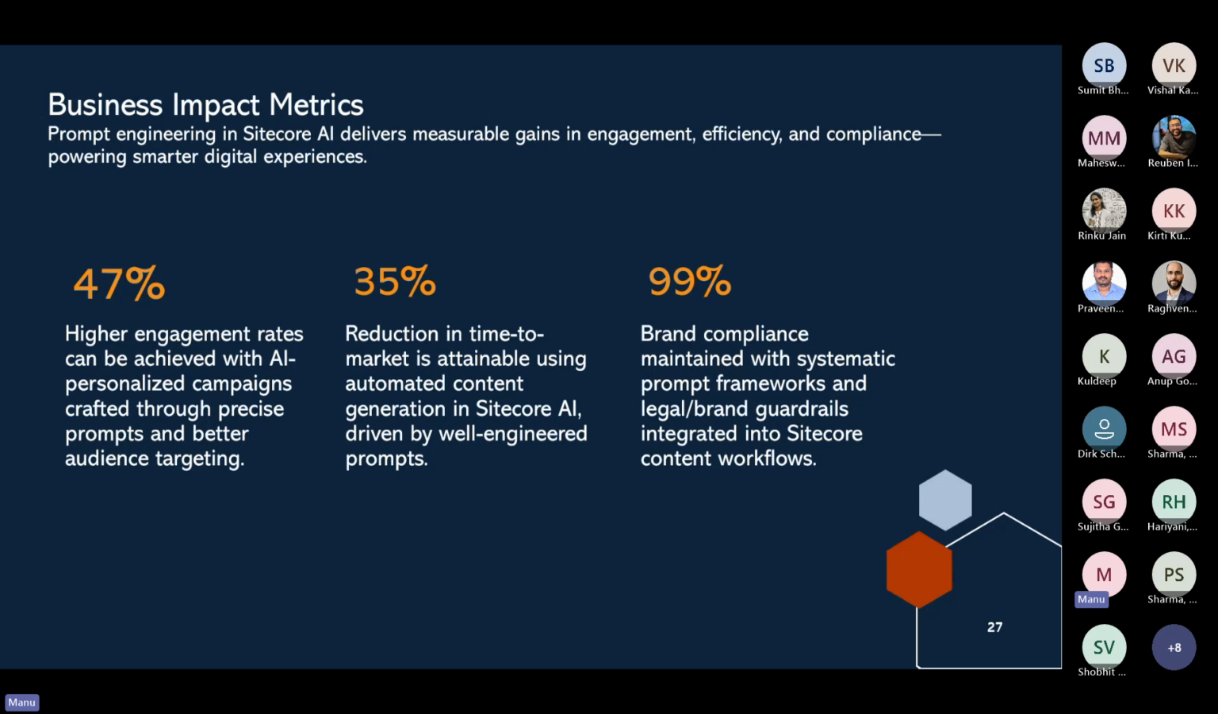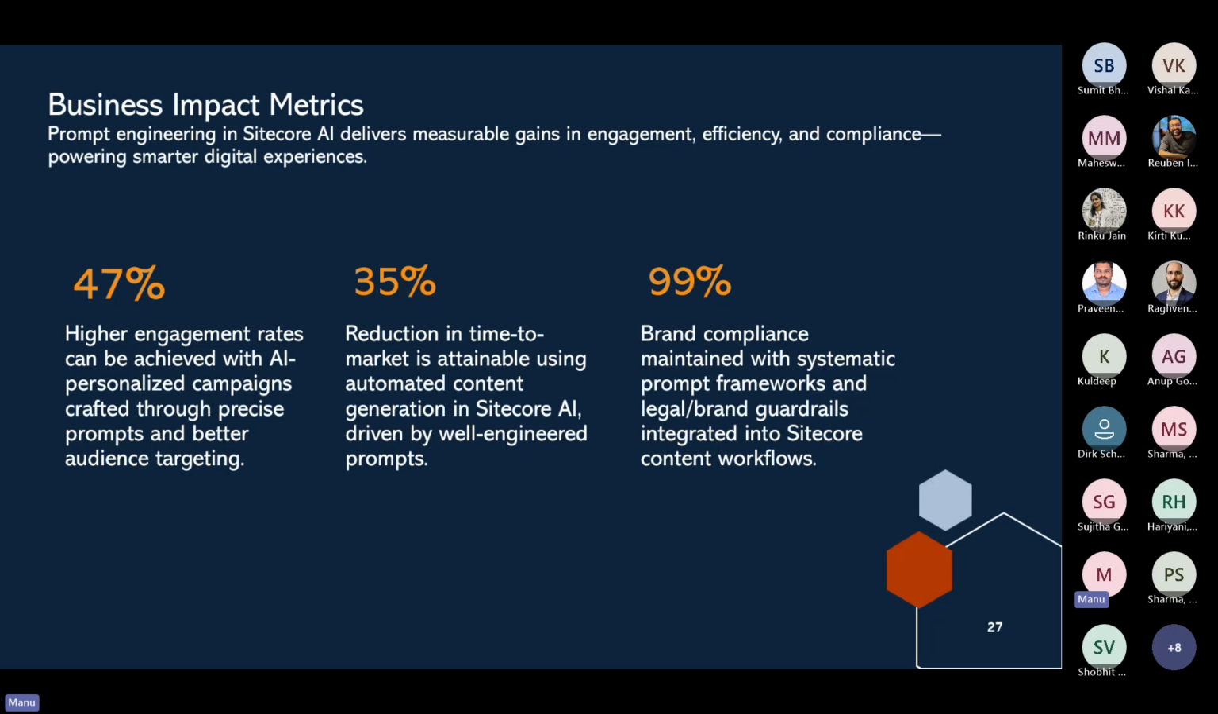35%, if you see, 35% is a very, very big amount, right? If you have 20, 30 content writers, translators, paying money, a 35% reduction in time to market is very, very huge. So you are very, very quick because of this AI.